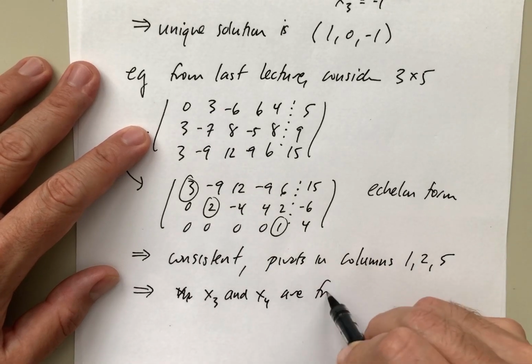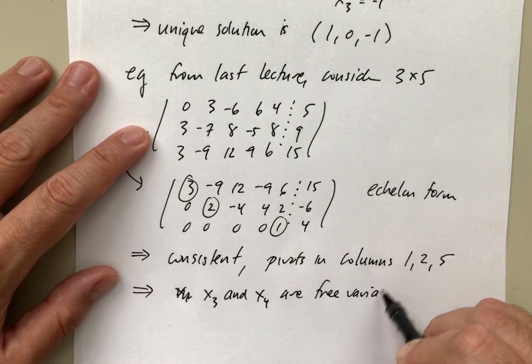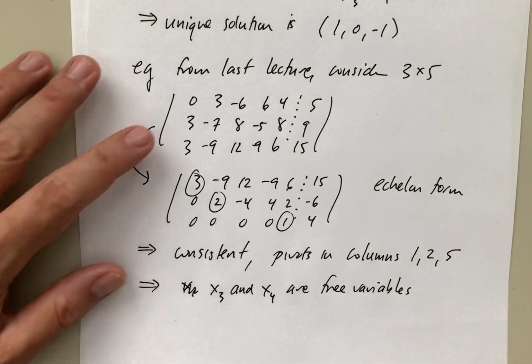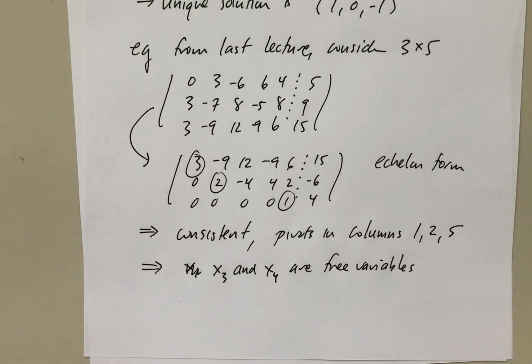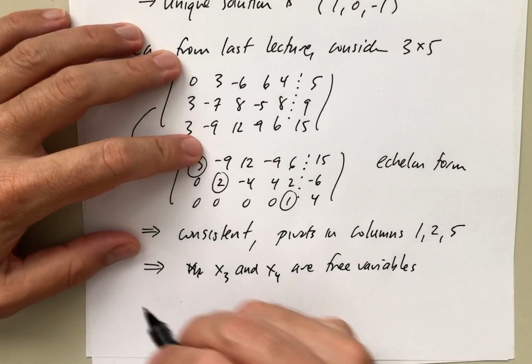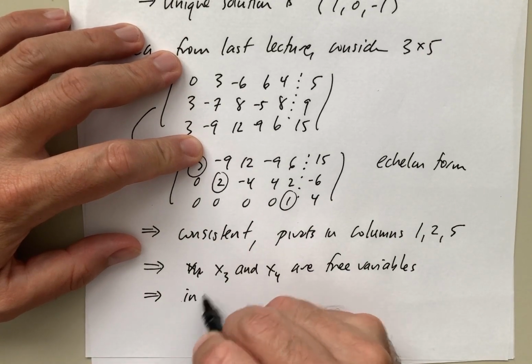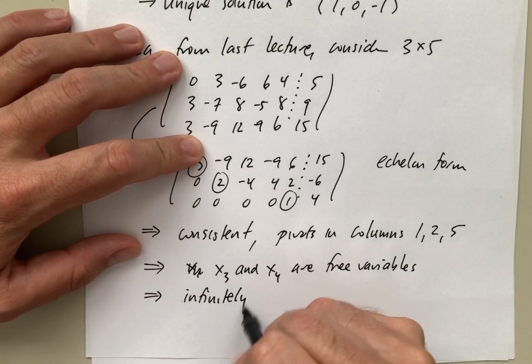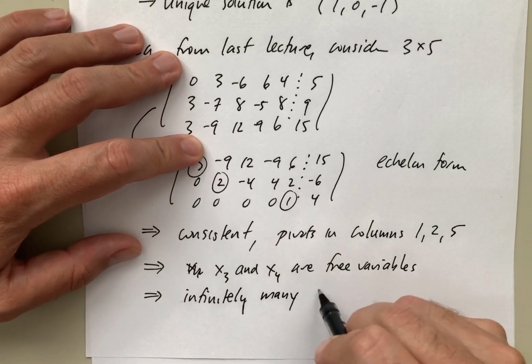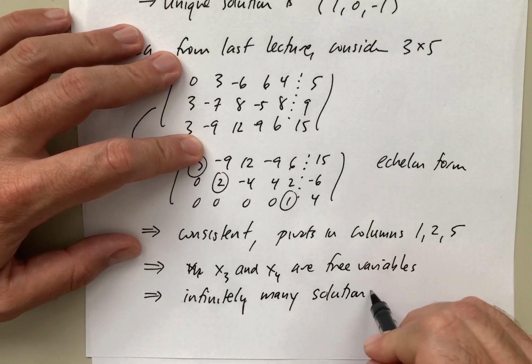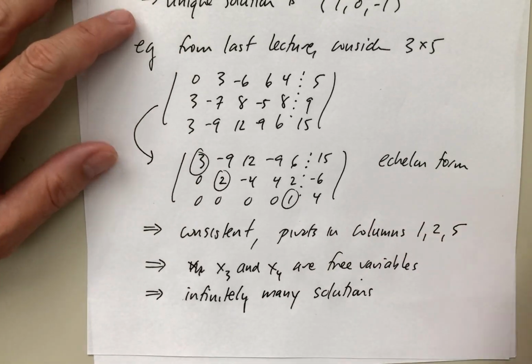are free variables. I'll explain more in a second, but this means that I can assign anything to those two variables. They can be anything. They will determine the values of x1, x2, and x5, the others. So not only is it consistent, but there are infinitely many solutions. And again, I could say all of that just from looking at the echelon form.